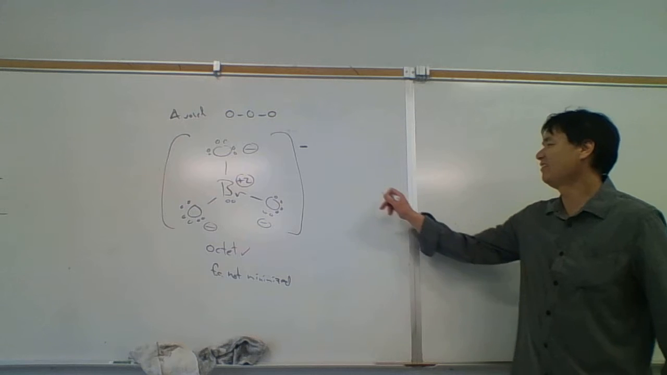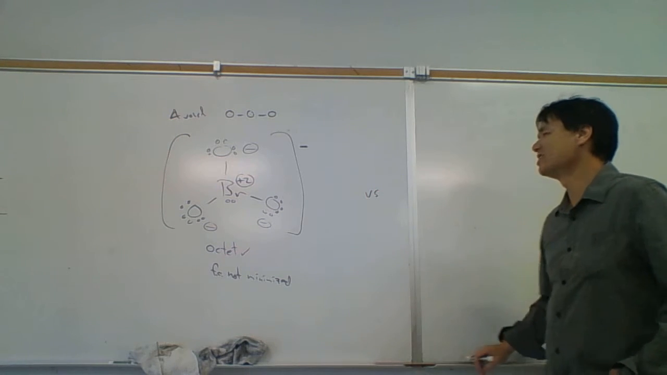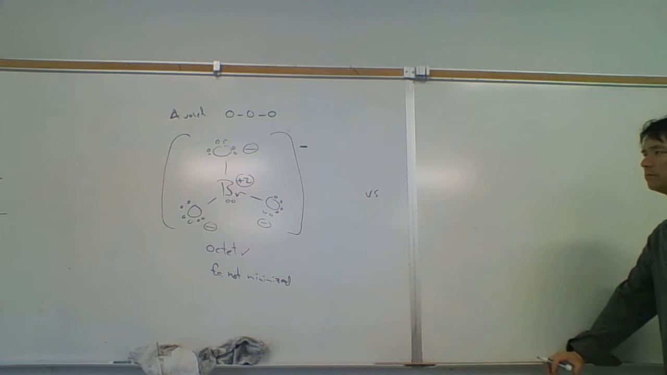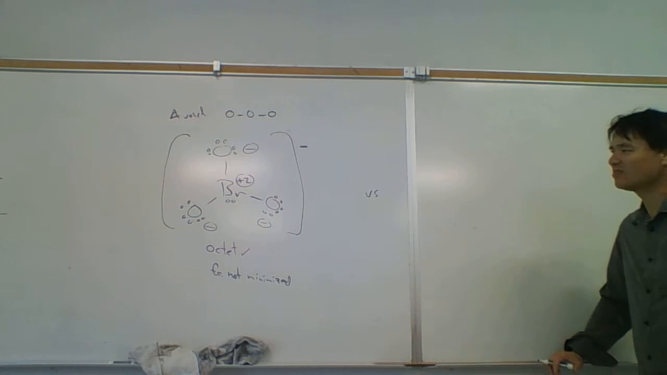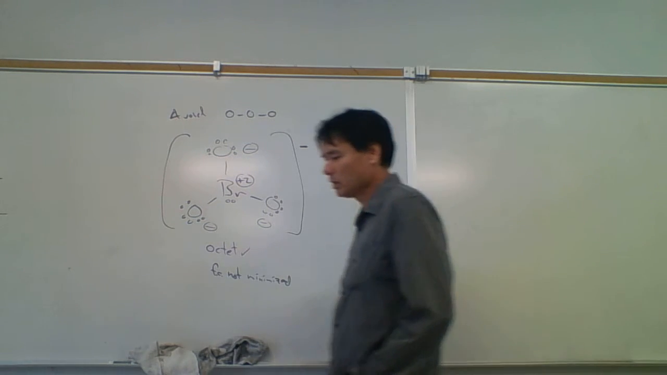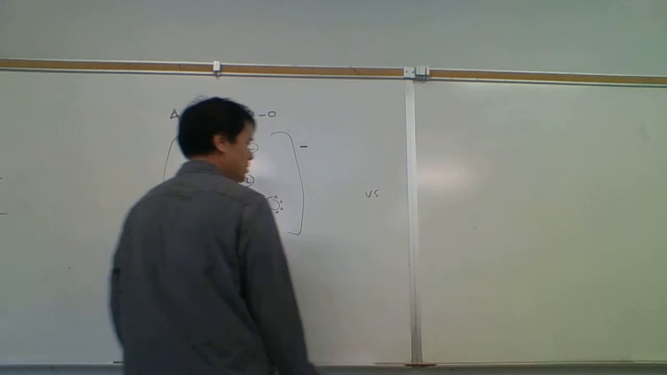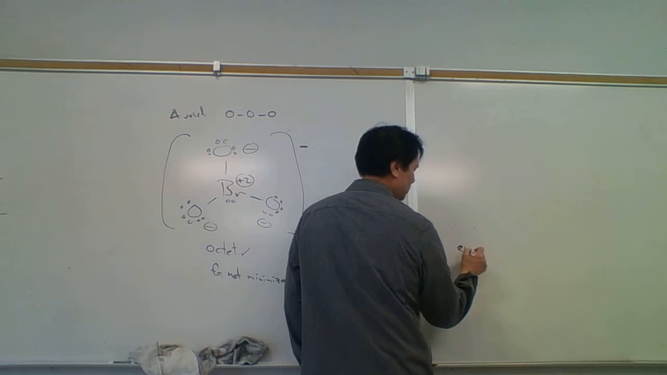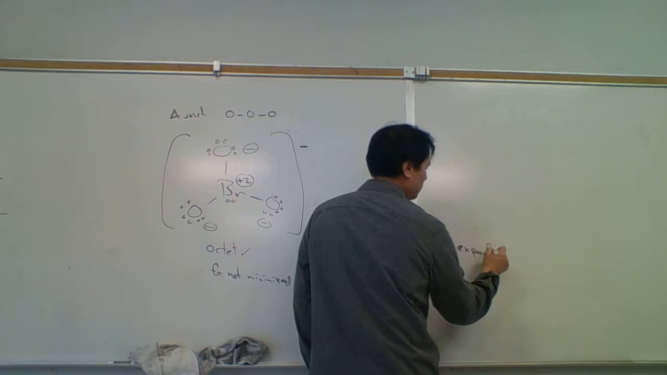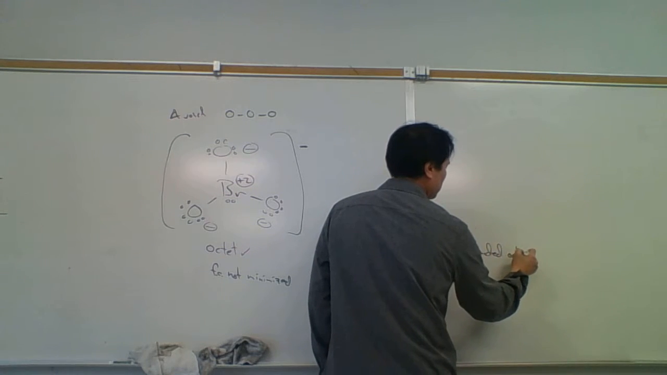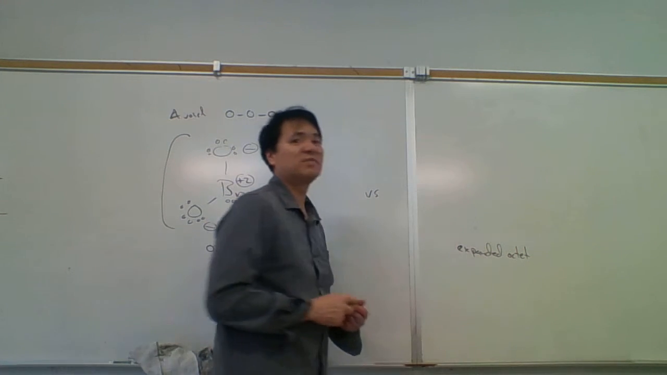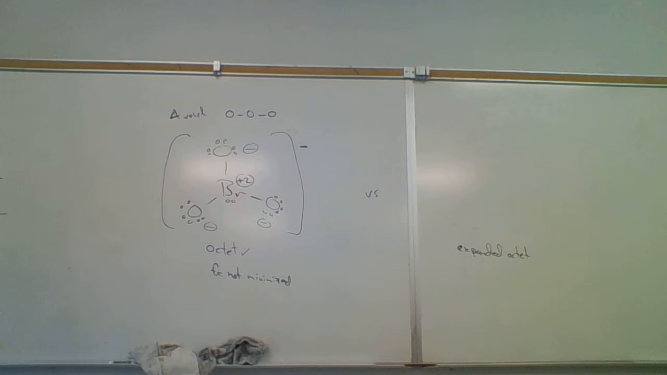So what can happen is, this is going to be versus this. What can happen sometimes is you can get more than an octet. You can get something called an expanded octet. Expanded octets, there are different reasons why you might expand the octet. So let's talk about expanded octets.